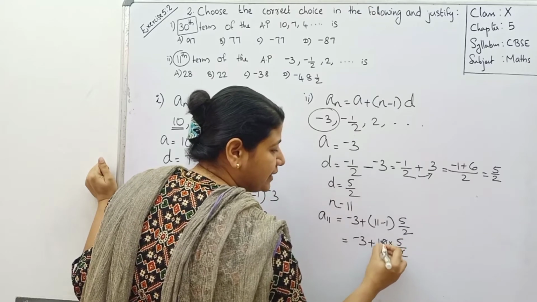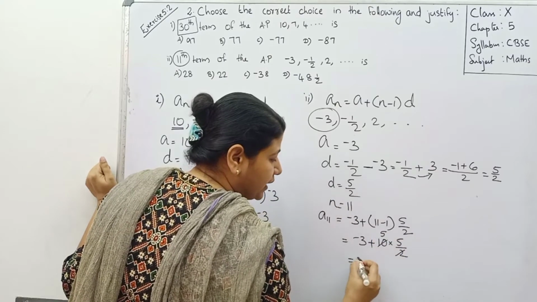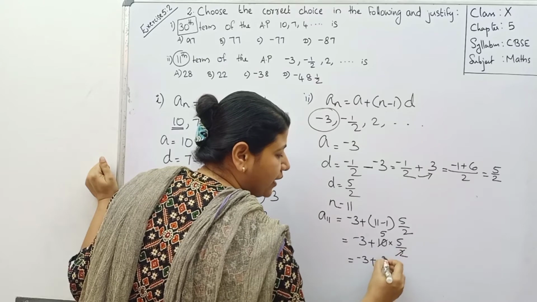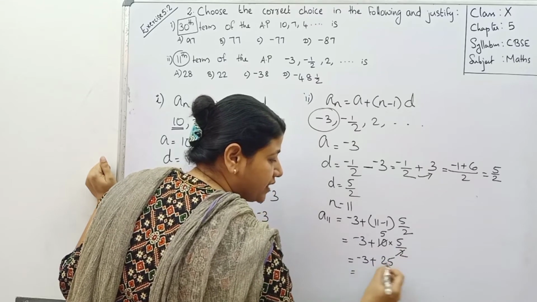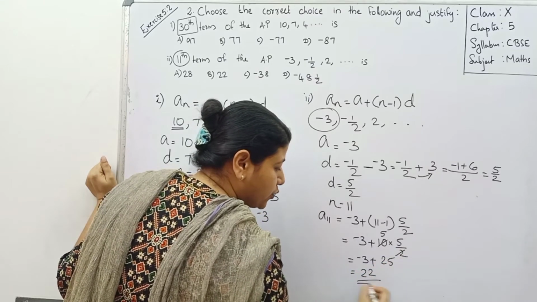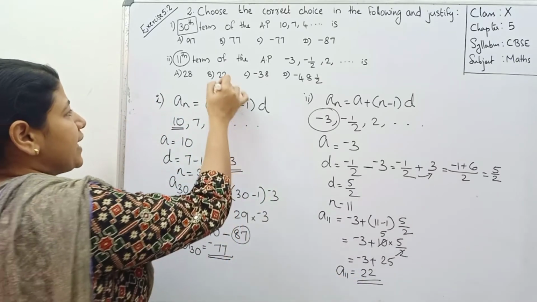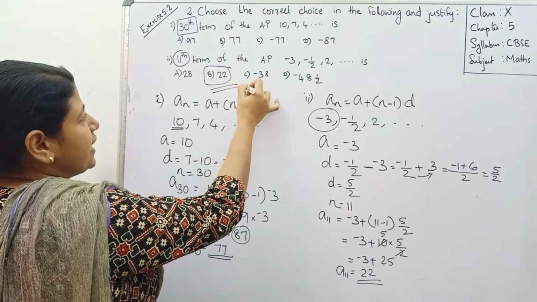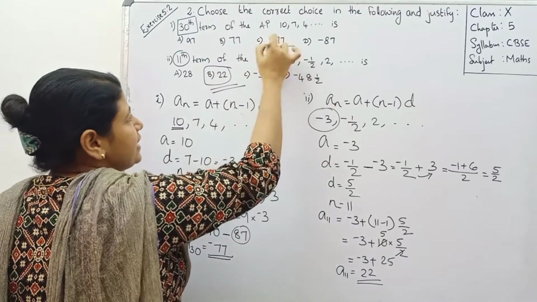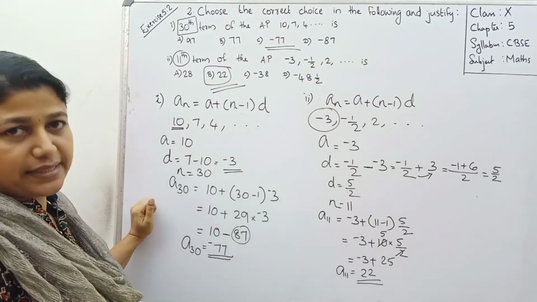2 and 10 get cancelled by 5. Then you will get negative 3 plus 5 into 5 is 25. And 25 minus 3 is 22. So our 11th term is 22. So in this case, the second option B is the correct answer. For the first question, negative 77, C is the correct answer. Got it?